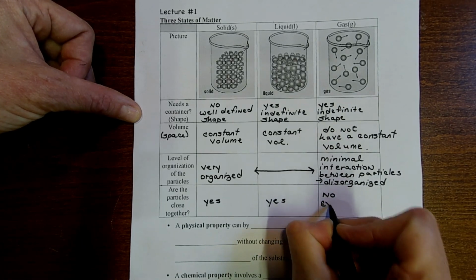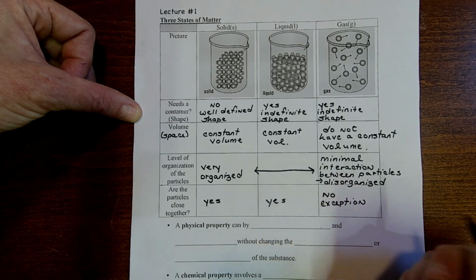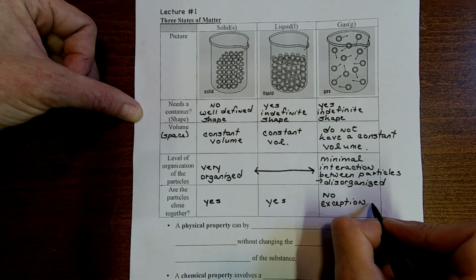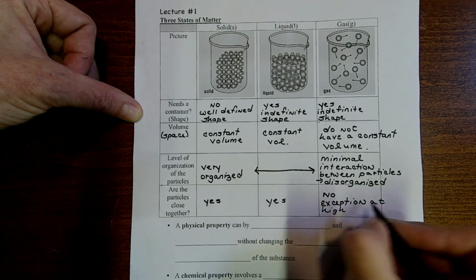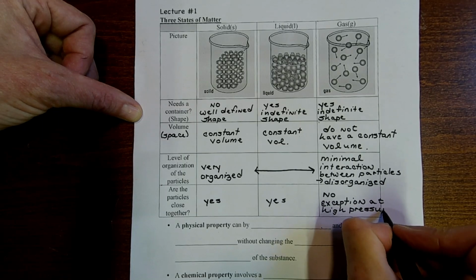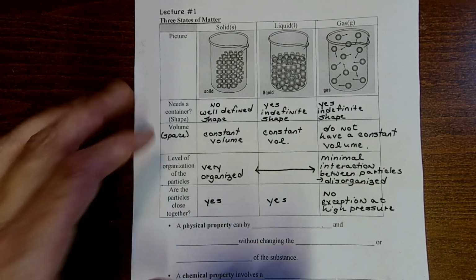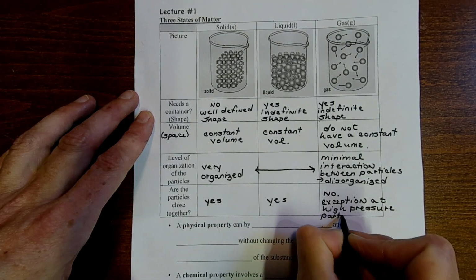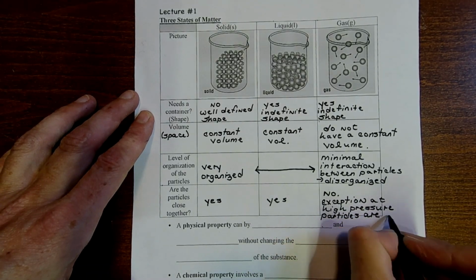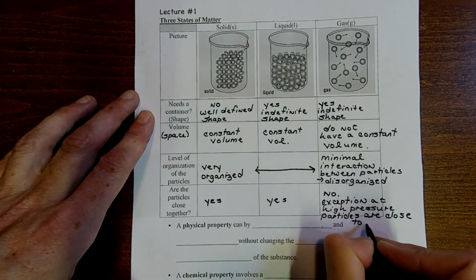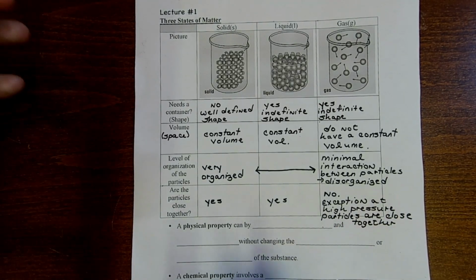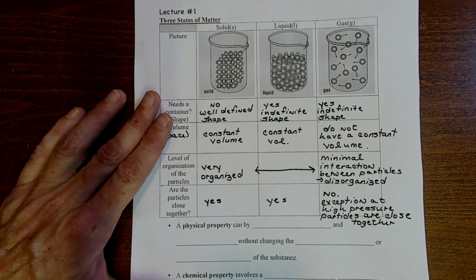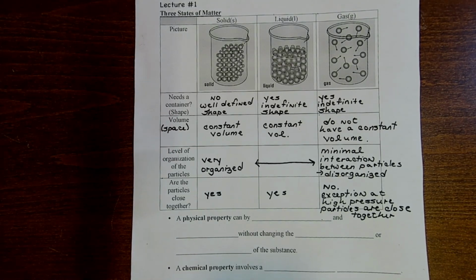The one exception that I want to make note of, especially as we enter the summer season and people will be barbecuing, is at high pressure, like in a propane tank, we can force those molecules to be close together. So in general, no. The exception is at high pressure when the particles are close together. If I had to give you an example, a helium tank or a propane tank, you're putting everything in there under high pressure. Even in a soda bottle, a closed soda, you have carbon dioxide, which is a gas, and the molecules are pretty close together as long as the soda cap is closed and it hasn't been opened.